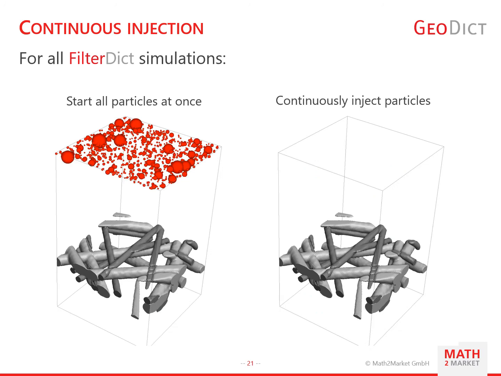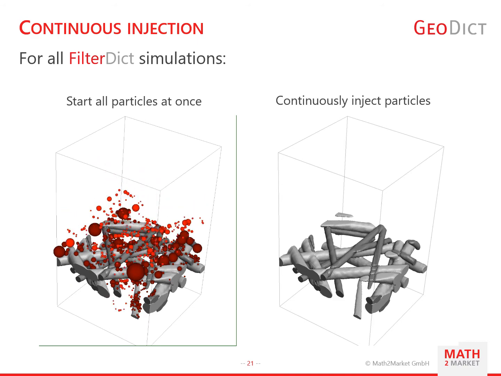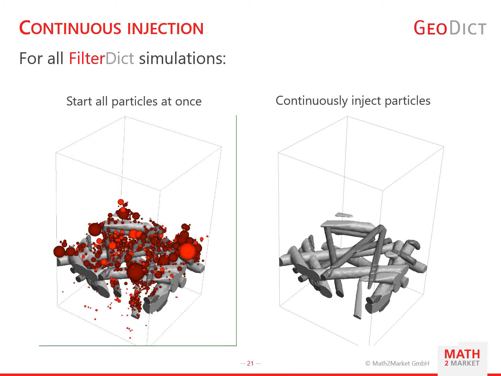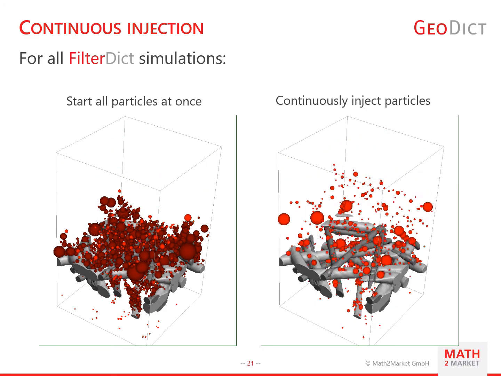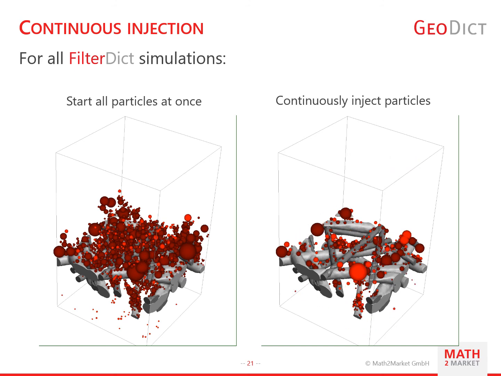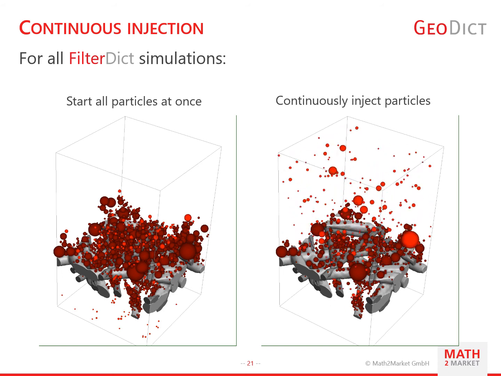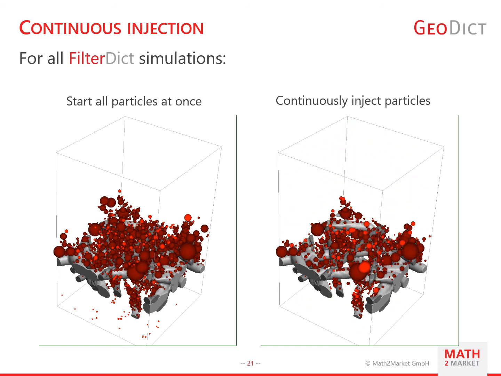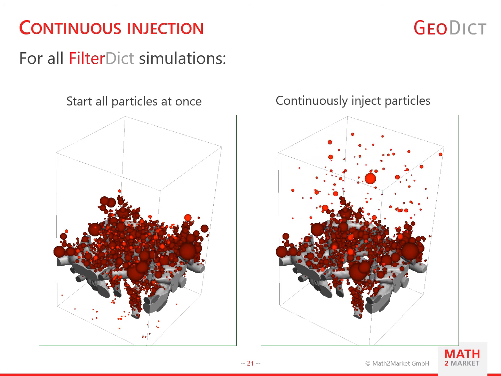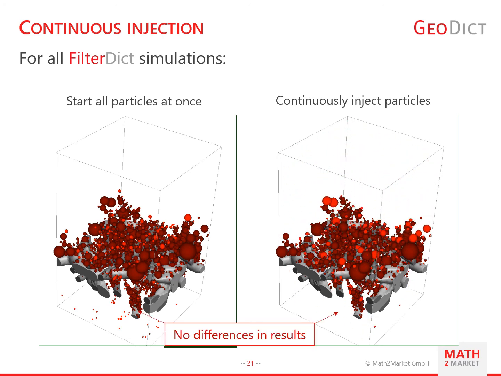Another improvement is the continuous injection of particles through the media. At the left side, you can see the case when all particles start at once. And on the right side, you can see the case when the particles are injected continuously. So of course, there would be no difference in results. This is only for a better visualization when you want to generate some filtration animations like here shown on the right side.